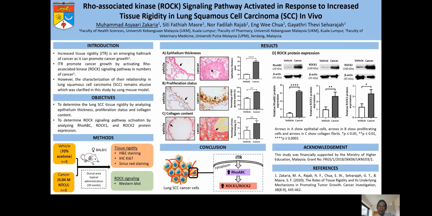Briefly, we found a significantly higher epithelial thickness, proliferation status, and collagen content in the cancer group as compared to the vehicle, which indicate increased tissue rigidity. We also found significantly higher RhoA, ROCK1, and ROCK2 protein expression in cancer group as compared to the vehicle, which indicate ROCK signaling pathway activation. In conclusion, our findings suggested that increased tissue rigidity might be responsible in activating ROCK signaling pathway in lung SCC in vivo. That's all. Thank you for listening.